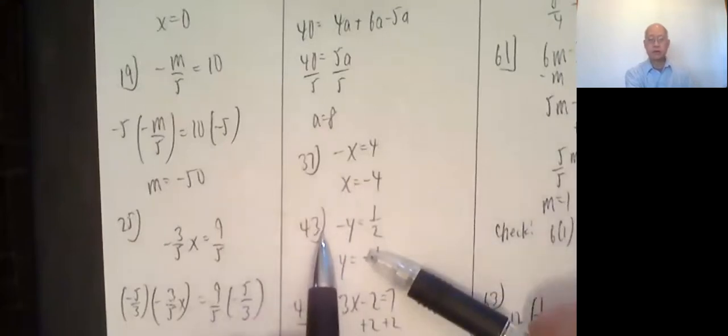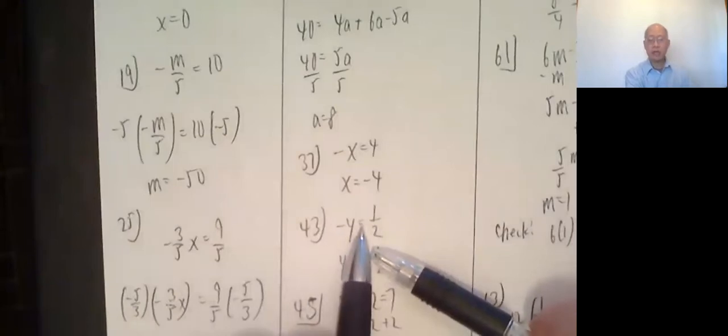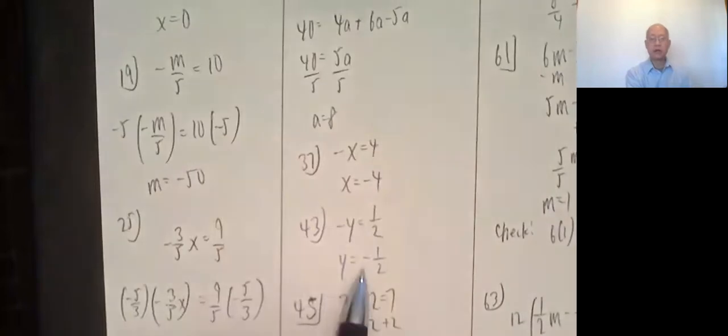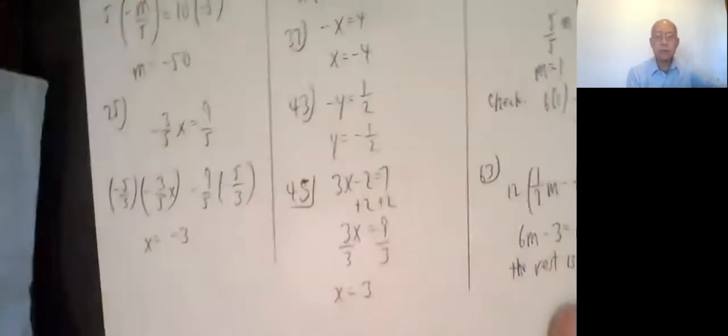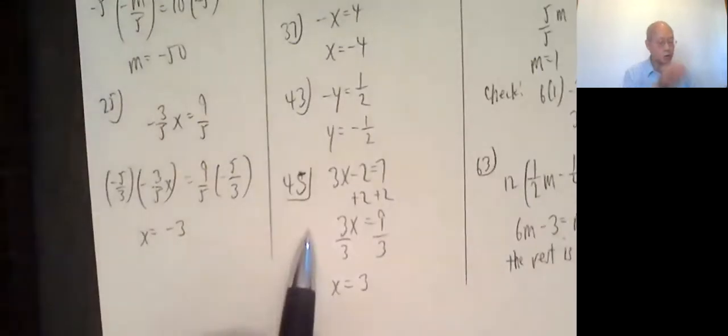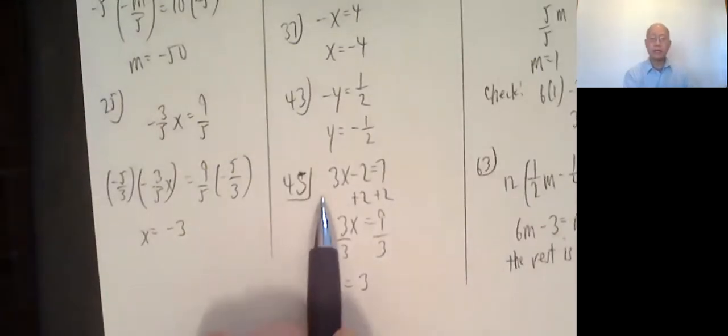Okay, likewise, for 43, negative y equals 1/2. Just immediately put the negative onto the other side. So y is equal to negative 1/2.